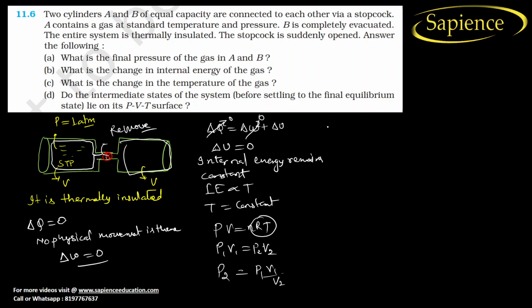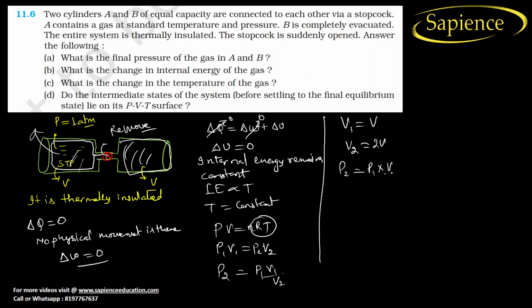Initial volume was only V, but when you remove the stopcock, the gas will acquire this volume as well as that volume. So let us consider initial volume V1 was V, so the final volume will be 2V. Final pressure P2 will be equal to P1 into V by 2V. Pressure P1 is 1 atmospheric pressure. The V will cancel out, so this will be 1 by 2. So this will be 0.5 atmospheric pressure.